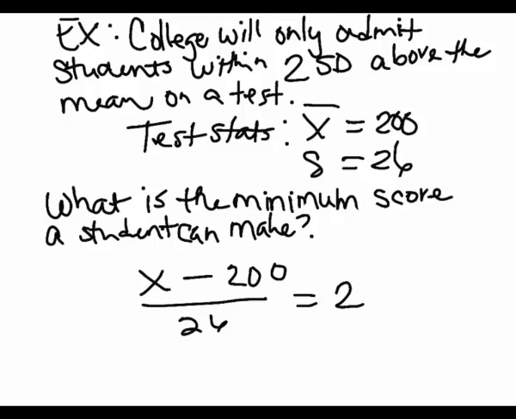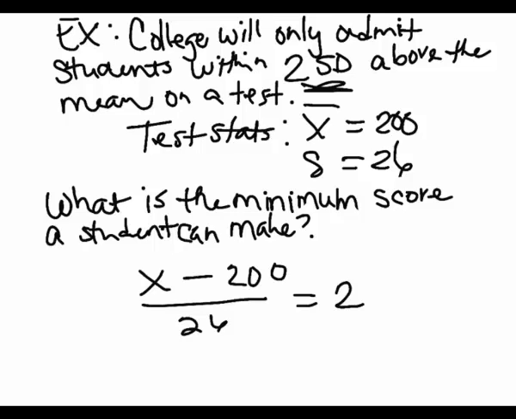Because we want it to be 2 standard deviations above the average in order to even get into this college. You can't be average. You have to be 2 standard deviations above it. So if you're over 2, that's awesome. You can get in. So we want it to be equal to 2 to get the minimum test score that we need. Then we're just going to solve for x.